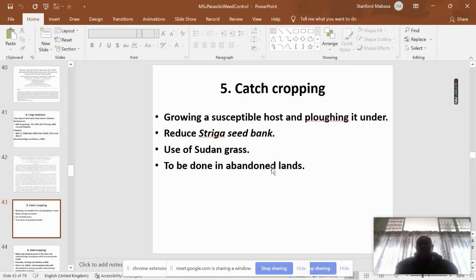But this could be a problem with the farmers. Farmers may not want to grow a crop and, just before it produces seed, destroy it just to kill Striga. This approach may not be feasible in terms of economics. So there's a drawback for using this kind of technology.